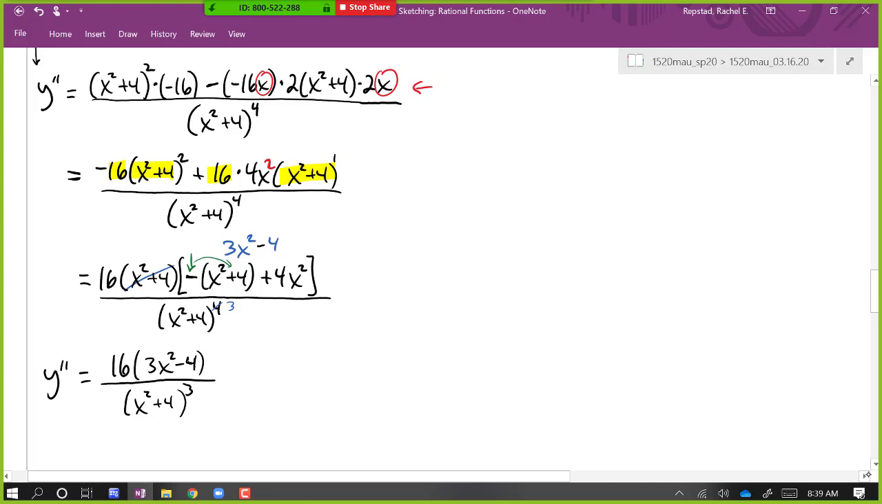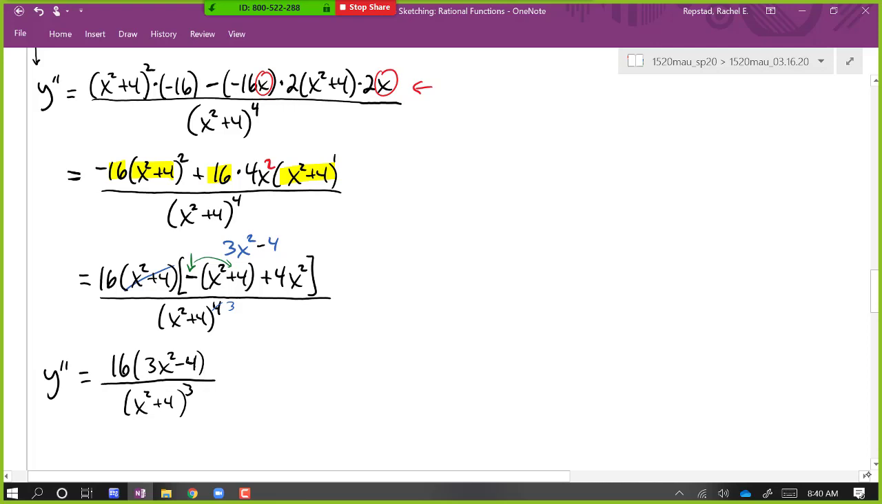Whew, okay, we worked hard for that one. There's our second derivative. All of this is hopefully to give us some insight into this function. What type of information do we get from the second derivative? We could make a sign chart, figure out where it's concave up or down. And then if we have a change in concavity, what do we call that?